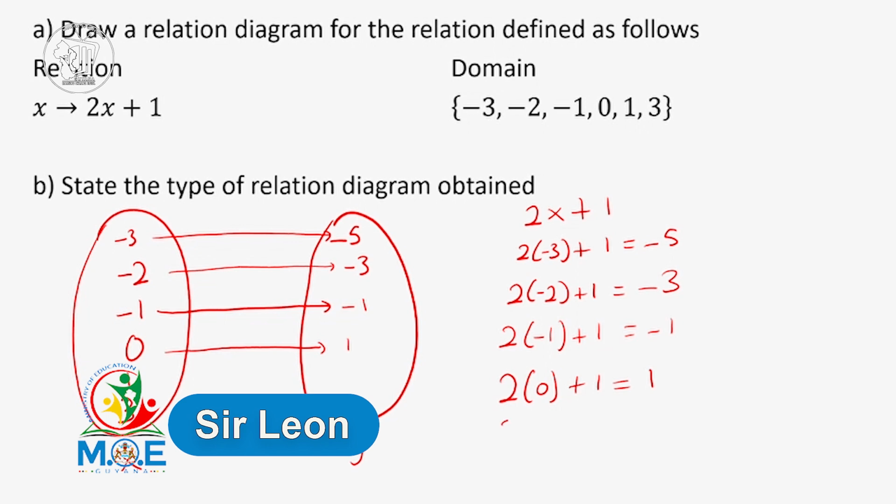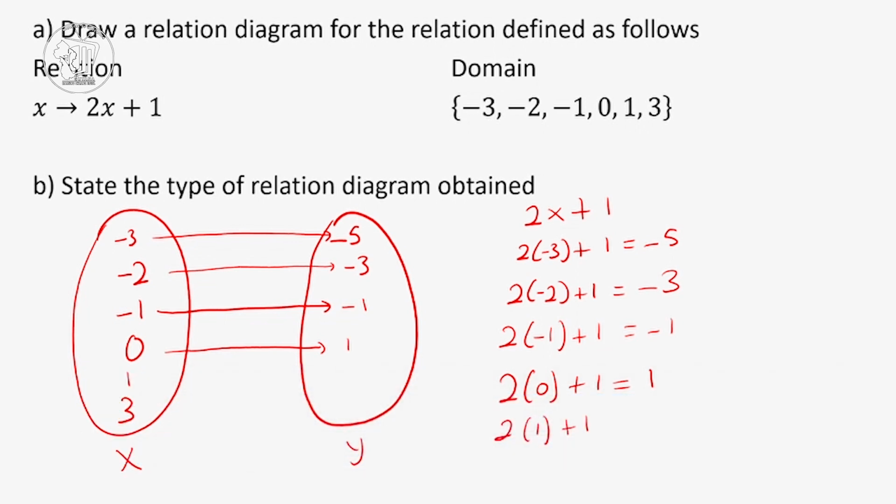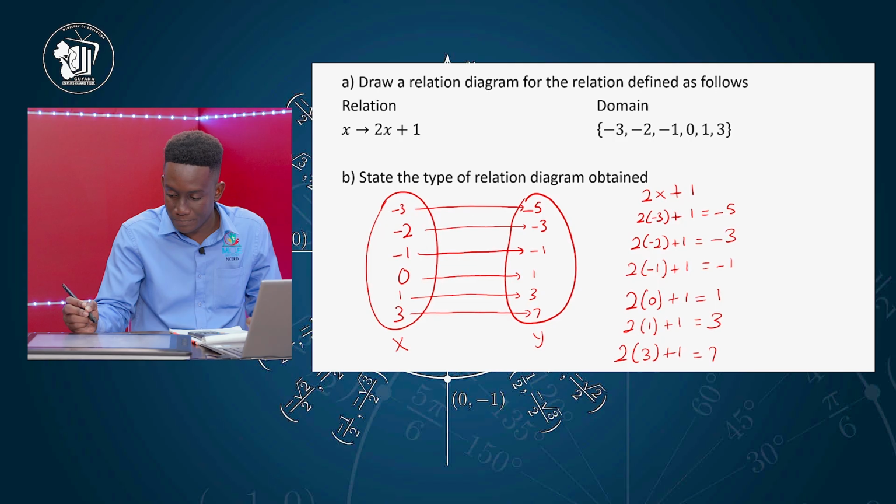And then we have 1. 2 times 1 plus 1 would be 2 ones 2. 2 plus 1 would be 3. So 1 will be mapped onto 3. Then the last one, we have 3. This will be 2 multiplied by 3 plus 1, which is equal to 2 threes are 6. 6 plus 1 would be 7. So this 3 is mapped onto 7.